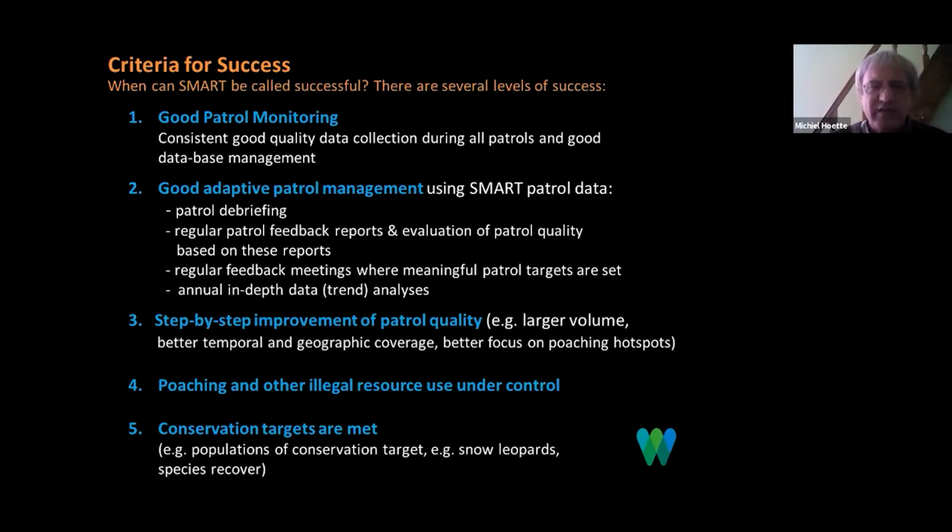Well, all of this, the introduction, what you want to achieve is then a step-by-step improvement of patrol quality. So things like a larger volume and better focus of patrols, and maybe also better coverage of the area where it is patrolled, but maybe also better coverage in time, like more early morning or night patrols. Of course, this depends on what you consider to be good quality patrolling that you would like to achieve.